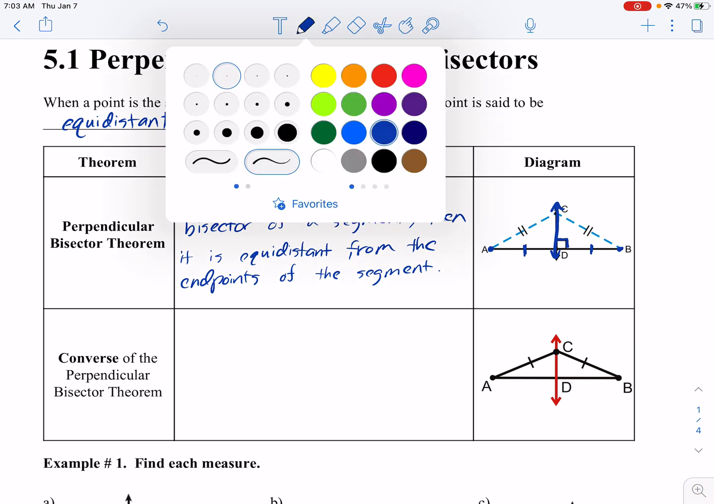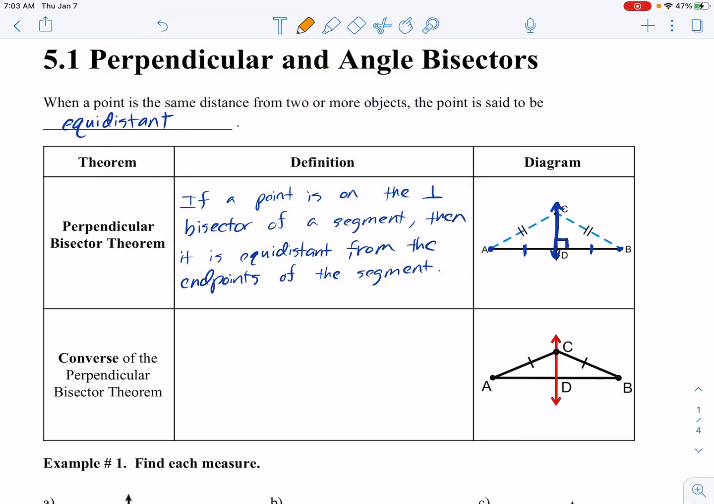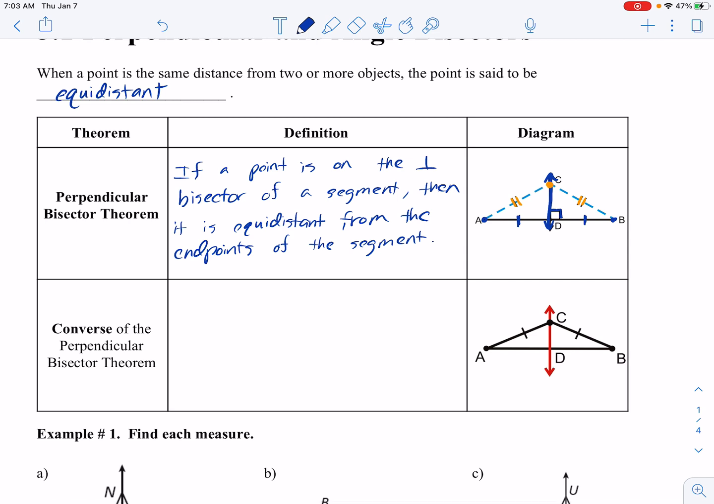All right, and you can see that in this diagram here. C is a point on this perpendicular bisector, and these two congruent markings mean it's equidistant from the two endpoints of the segment. The converse is also true. So the converse would state that if a point like C is equidistant from the endpoints of a segment, then it's on the perpendicular bisector.